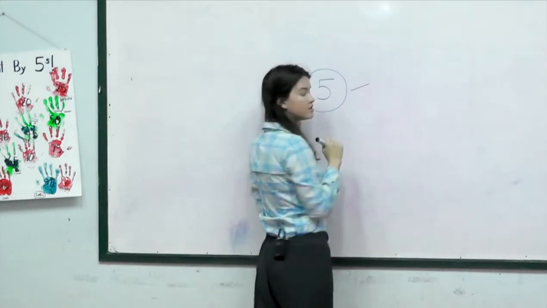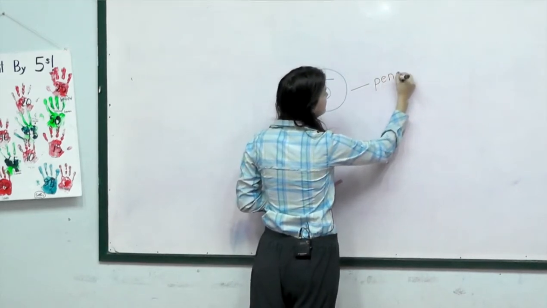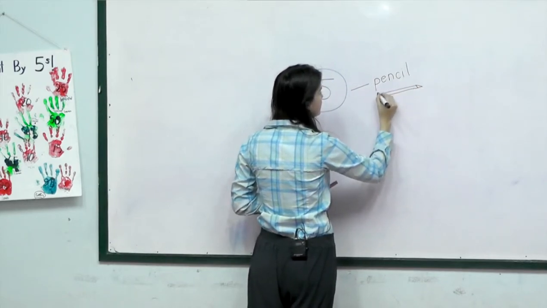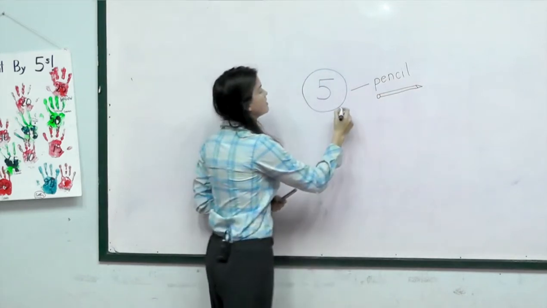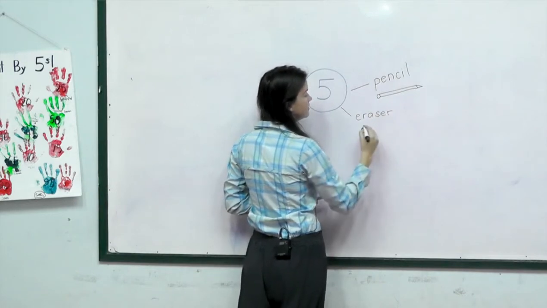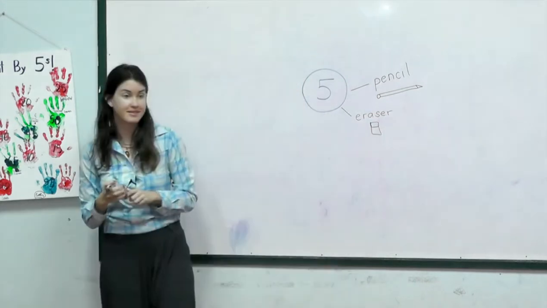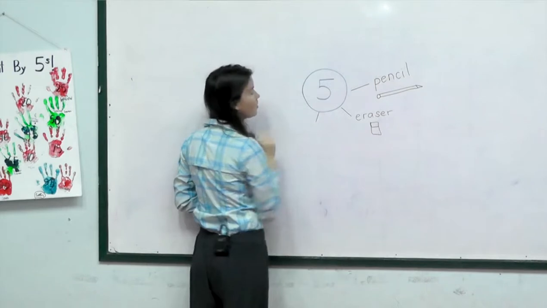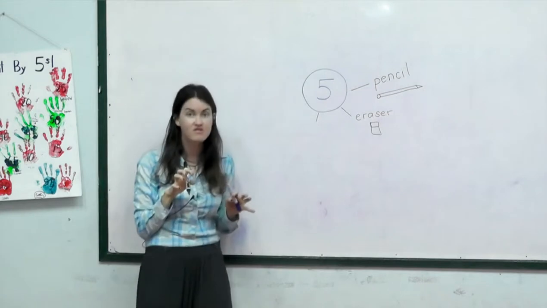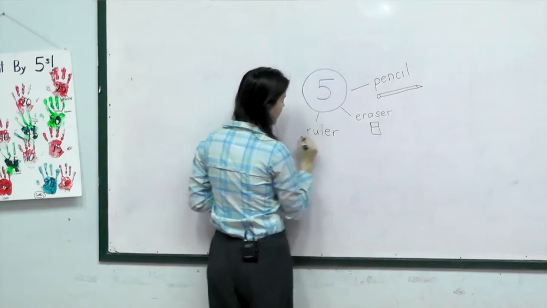We can buy, what did you say? Pencil. Eraser. Can we buy an eraser for 5 baht? Yes. That's great. Okay. Eraser. And ruler. Can we buy a ruler for 5 baht? Yes. Okay. What's the first sound in ruler? R. Rrr, like a bear. Ruler. It does have an L in there.